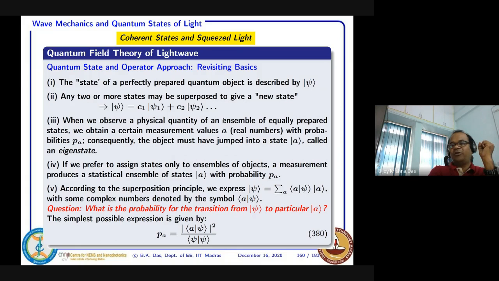So one aspect we got semi-classically, something will be there. Now let us try to go for the quantum mechanical aspects. So I want to give you one quick recap.